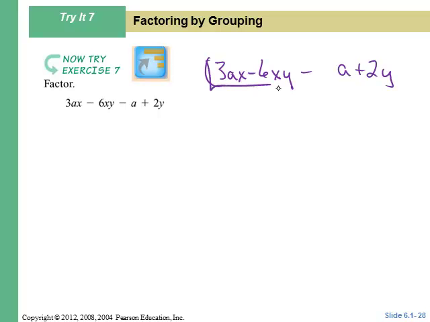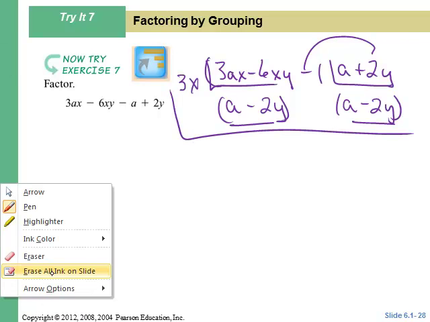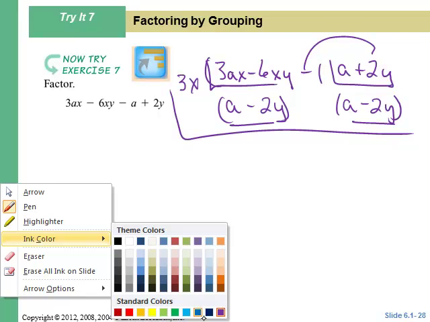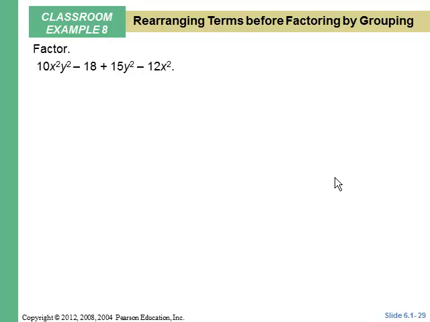Same thing here. Okay, we're going to factor these separately. 3x, we're left with a minus 2y. The negative sign tells us to change that, so we're going to put a 1 there, a minus 2y. You know you're right when both terms have the same parts. I'm going to change colors again. A minus 2y out front, we're left with 3x minus 1.